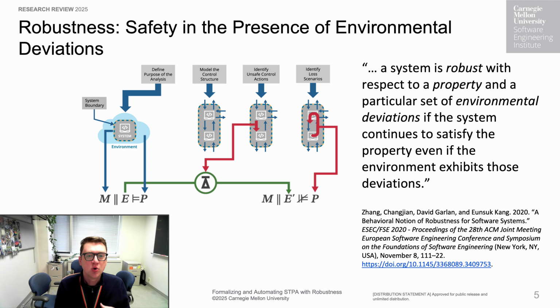So what we do is we map some of the concepts in STPA to the foundational concepts used by this robustness technique, right? Our system becomes the machine, M, in the formalization used by the robustness. The environment is the environment. And then we look for, robustness is calculating a set called delta of environmental deviations.